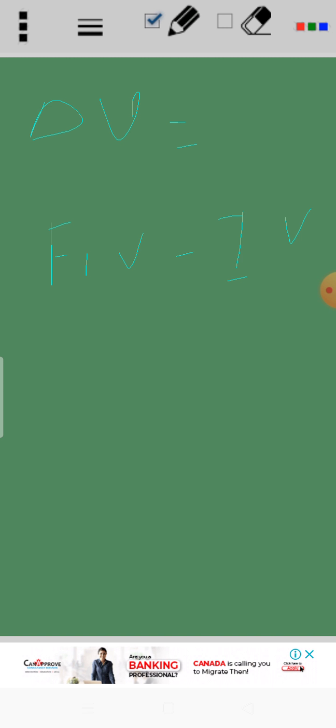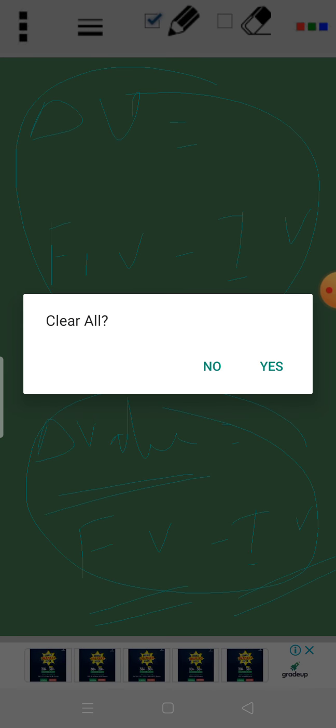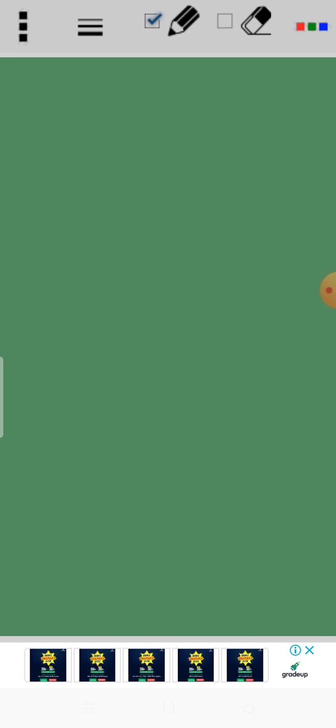Not only this formula, any change in value is nothing but final value minus initial value. This is a basic thing everyone has to know. The change in value is equal to final value minus initial value.